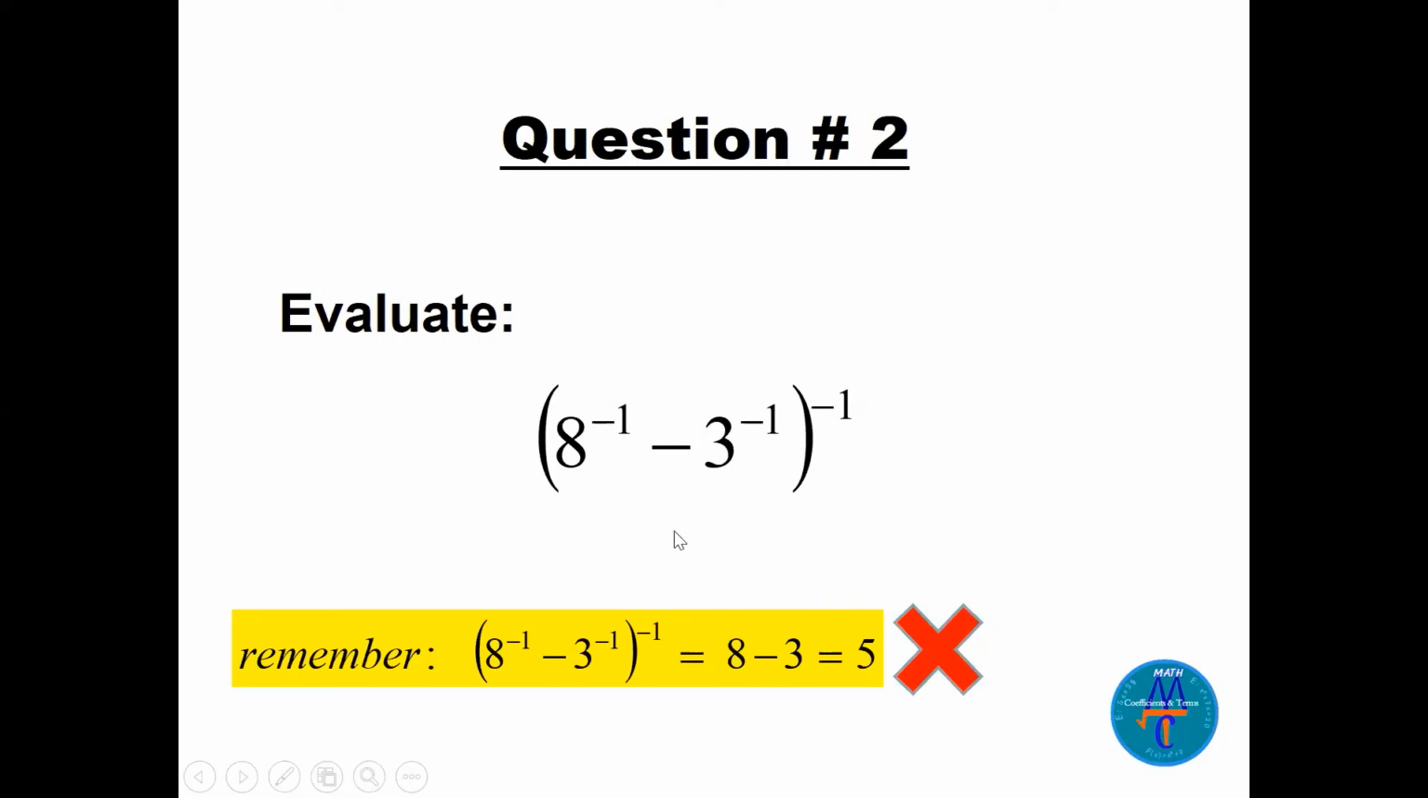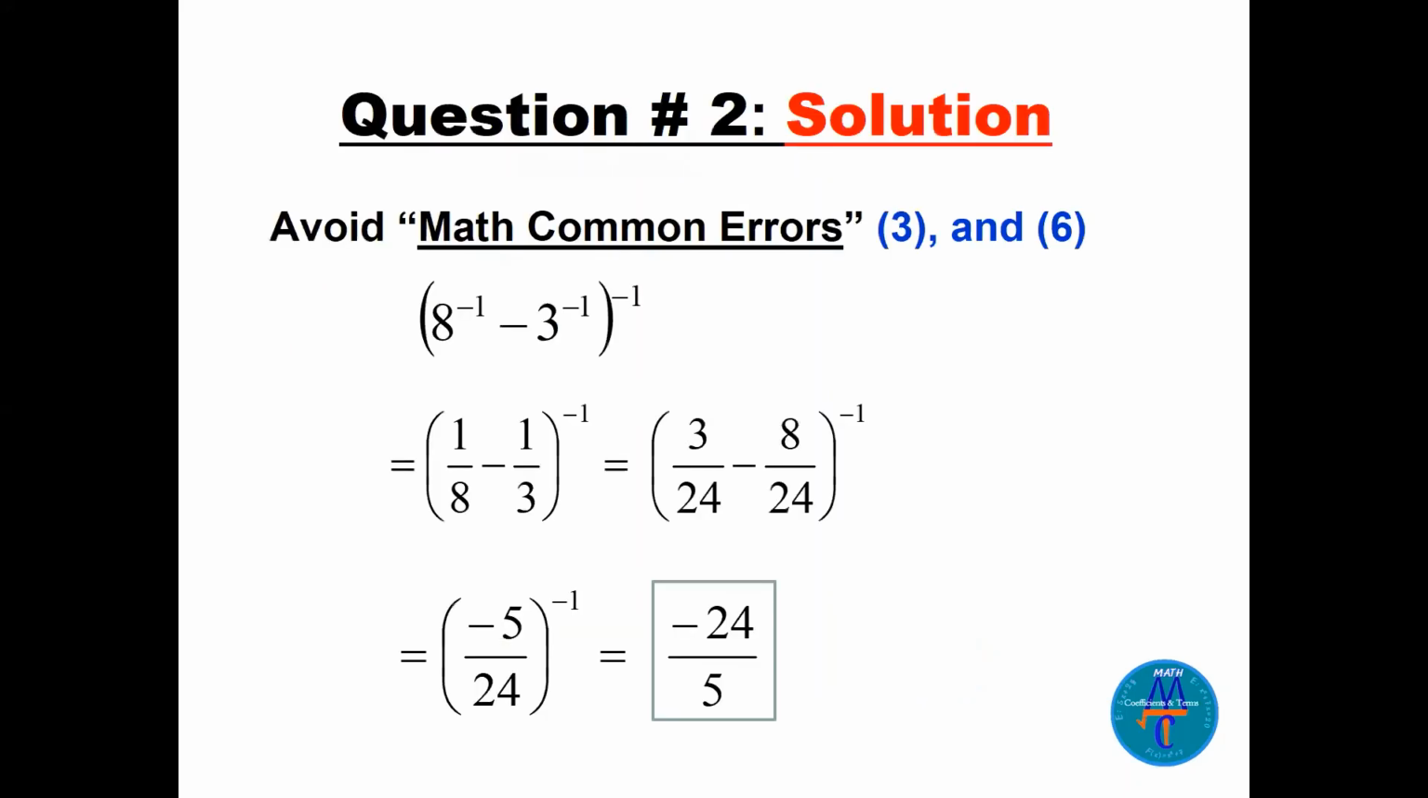8 to the minus 1, minus 3 to the minus 1. 8 to the minus 1 is 1 over 8, I know that. 3 to the minus 1 is 1 over 3. Combine the fractions inside the bracket. Then you can invert the fraction at the end. Let's see. 1 over 8 minus 1 over 3. See, the LCD, the least common denominator, is 24.